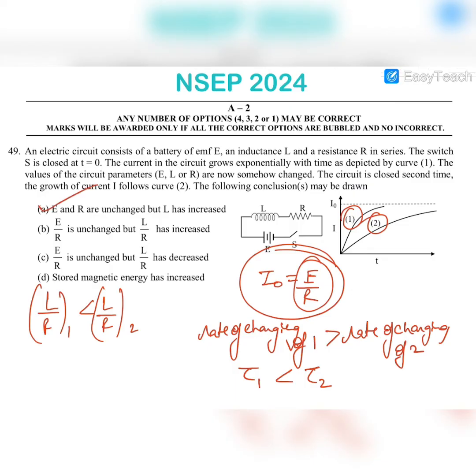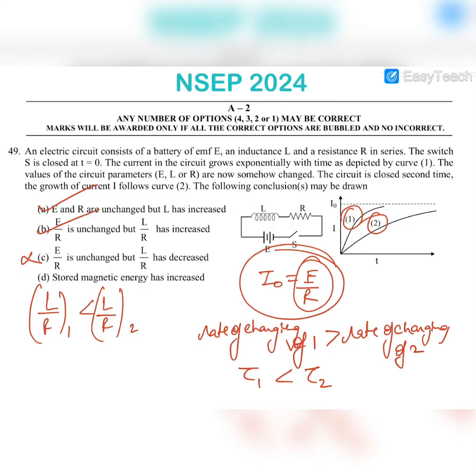B says that E by R is unchanged but L by R has increased. This can be correct, obviously. And C says that E by R is unchanged but L by R is decreased. This is wrong because L by R has been increased. And the stored magnetic energy in the inductor has increased.